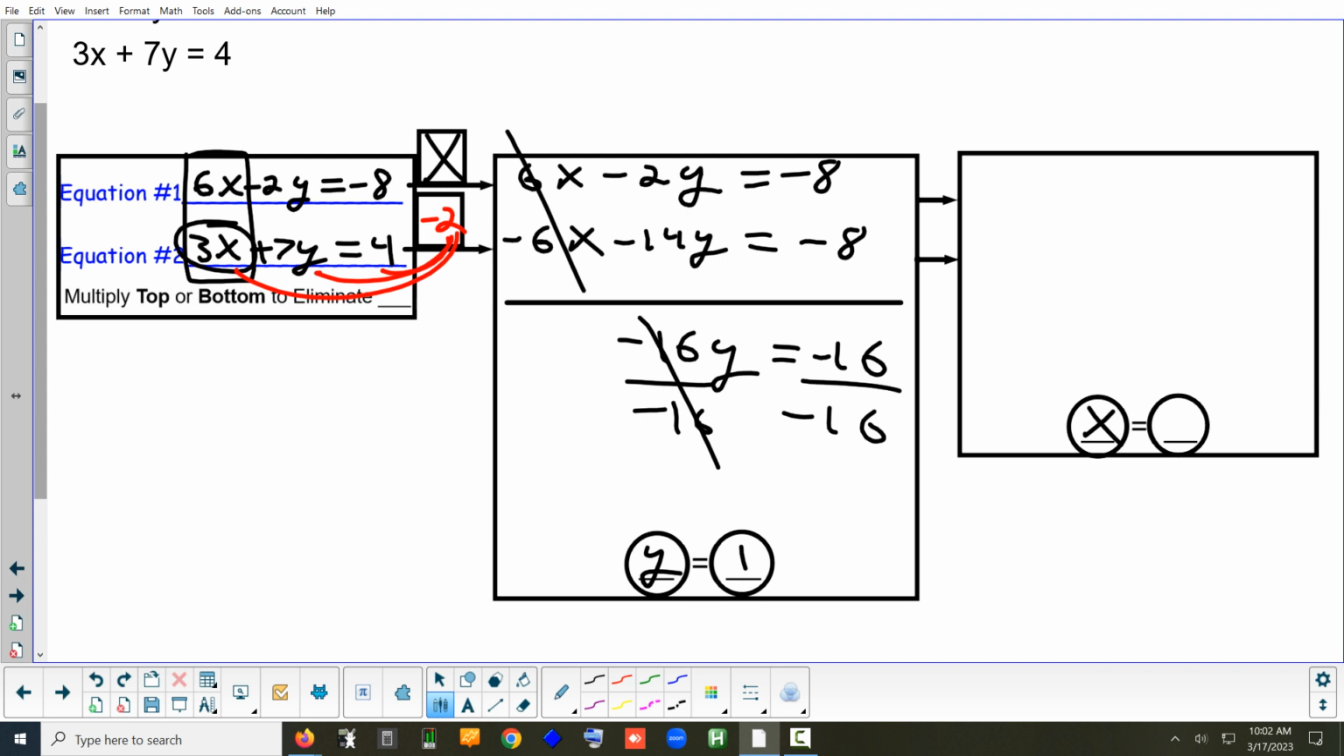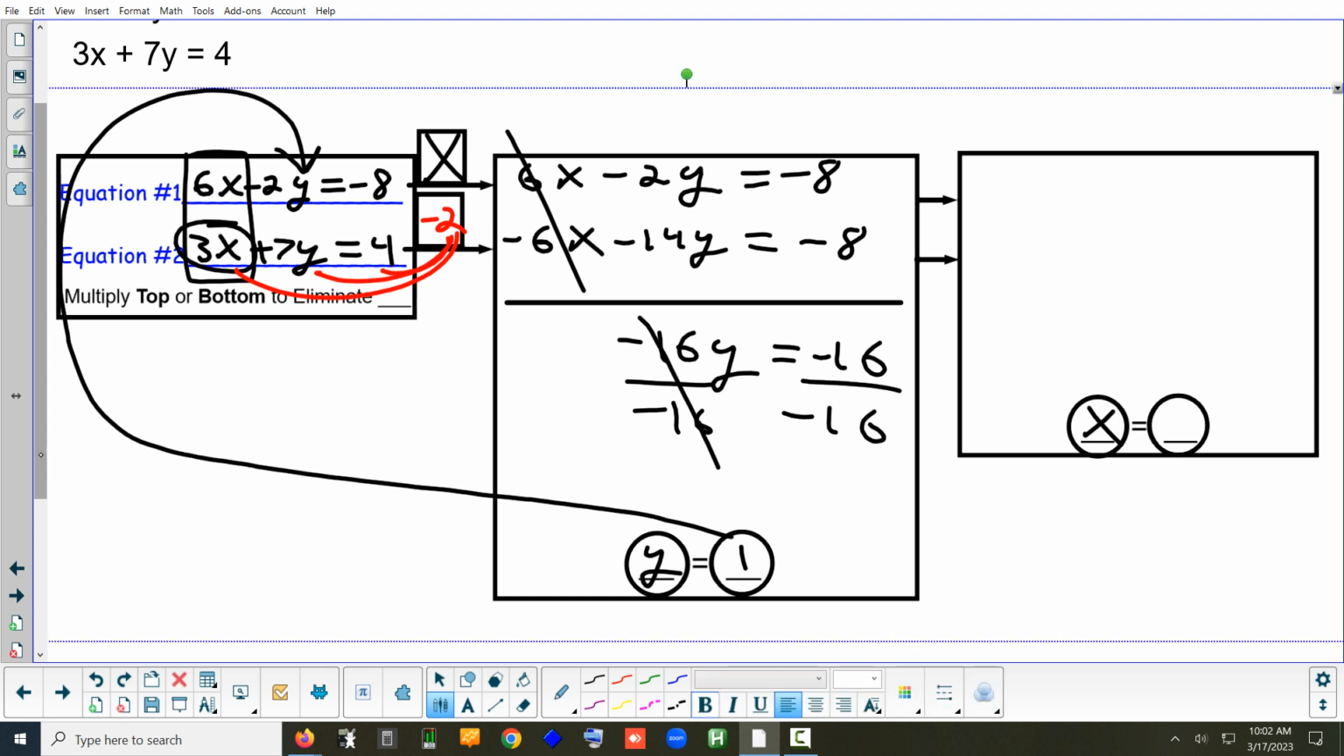And which one do you think would be easier to plug back into? The top one. Okay, so we're going to take that. Again, you're not wrong if you pick the bottom one. You just pick whichever one is easier. You should get the same answer. If you plug it into each equation and you got different answers, then this number is wrong. It's not right. Okay, so let's plug it back in and see what we get.